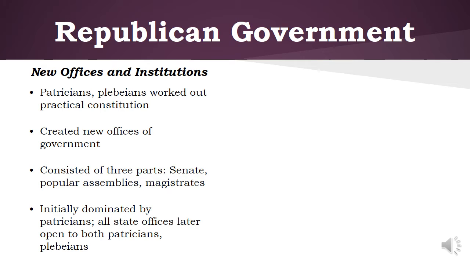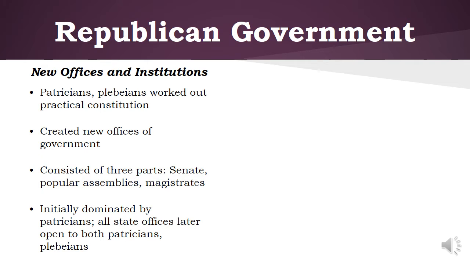As a result of these changes that take place, eventually the patricians and the plebeians will come to a conclusion about a working constitution, similar to what we see in Athens. And this constitution is going to create new offices of government. And so we're going to see the creation of both a legislative and an executive branch. And that executive is also going to serve as a judicial.